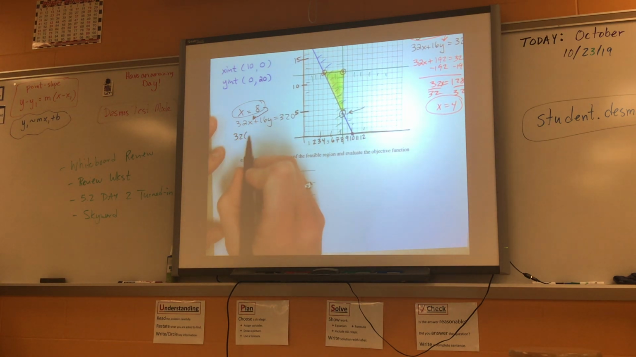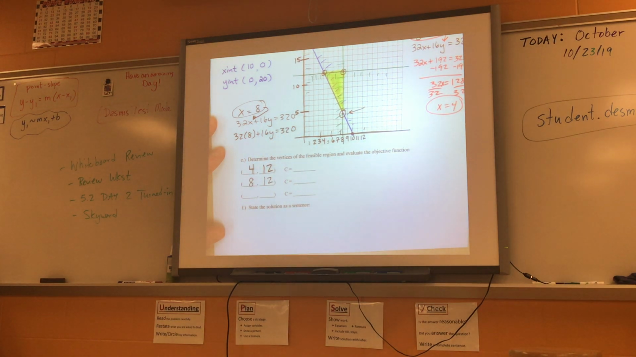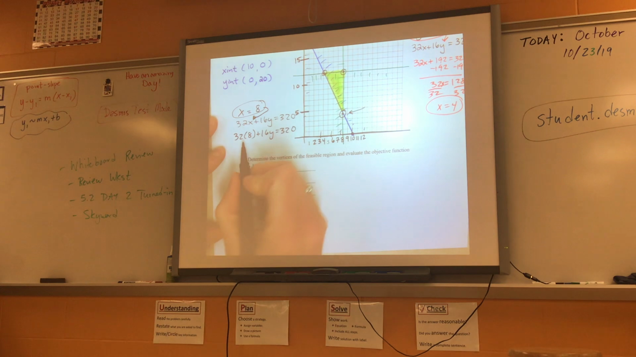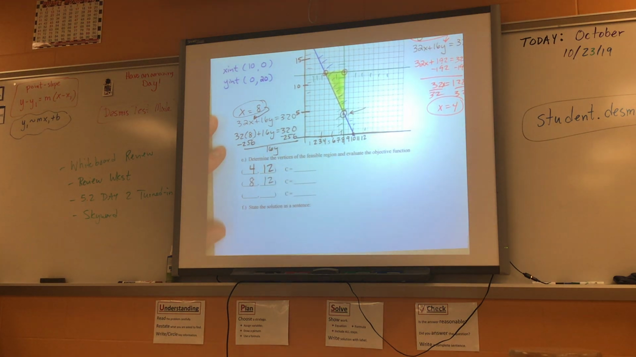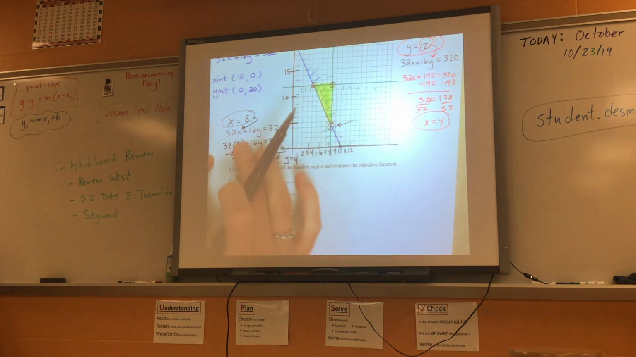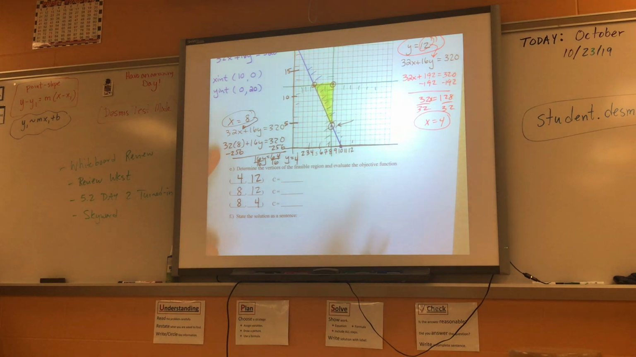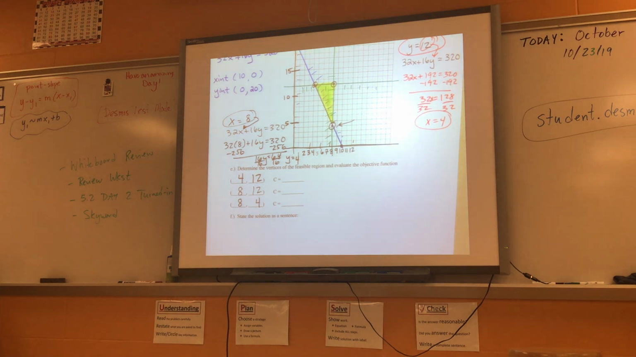So 32 times 8 plus 16y equals 320. 32 times 8 is 256, so I'm going to subtract 256 from both sides. So 320 minus 256 puts me at 64. Divide, and y equals 4. So that spot is at (8, 4). And I've proved it through substitution. Elimination and substitution are the two choices of ways to find those spots. All right, we are almost there. You're doing so great. Keep it up.